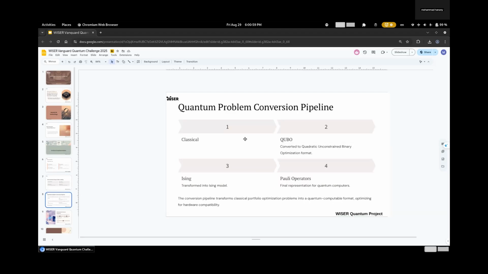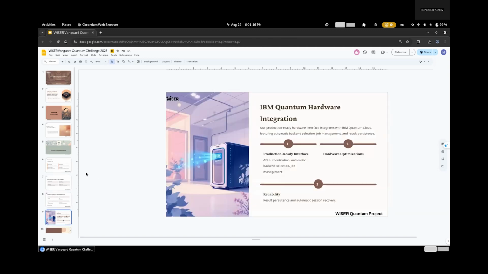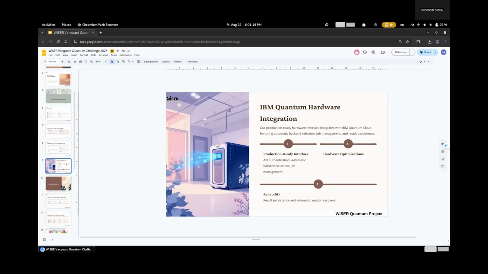The known pipeline is to get the classical data converted to a QUBO and Ising model, and then to a Pauli operator, and then feed it to the algorithms. We are using API authentication, and we used hardware and simulated running in the back end.